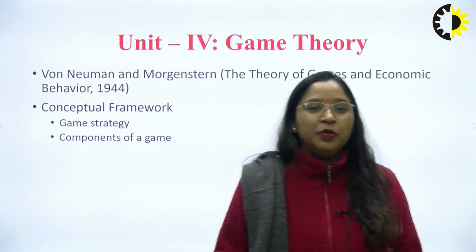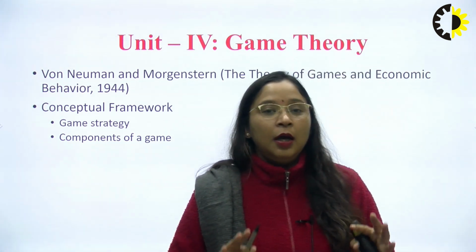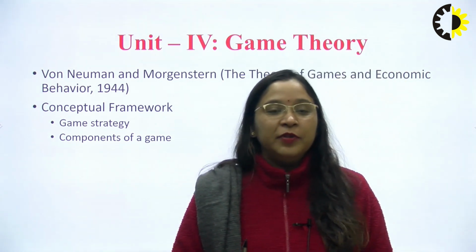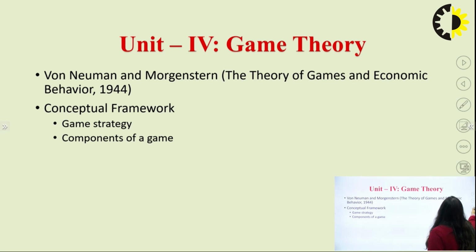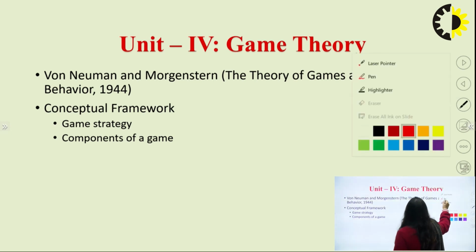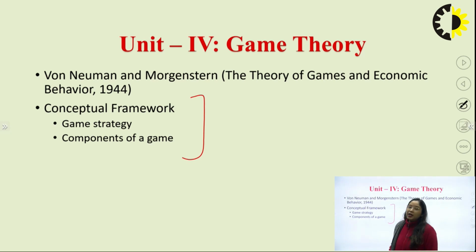Game theory, as the name suggests, is related to the payoff matrix, which is formed with the help of the losses and gains of each and every player in the game, and where we can find the saddle point between the first player and the second player. It was basically a concept of von Neumann and Morgenstern, the fathers of game theory. Today I will cover these two topics: game strategy and components of game.